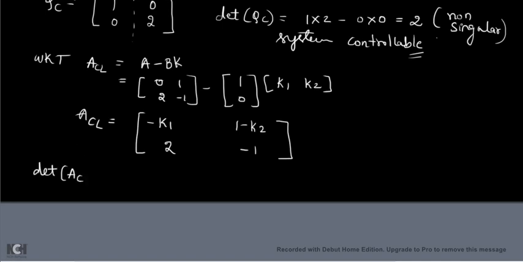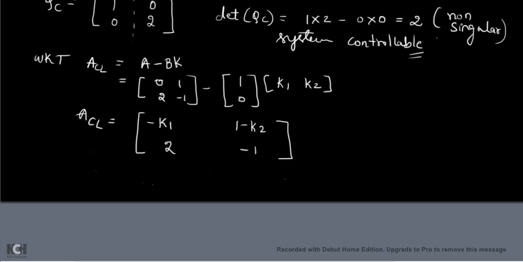Determinant of ACL will give you minus K1 into minus 1 minus 2 into 1 minus K2, and if you simplify... no, you should not take the determinant of ACL. It is not actually the determinant of ACL, so I have to erase this.